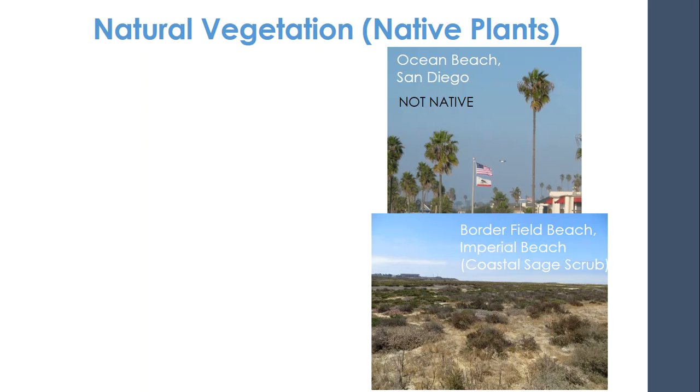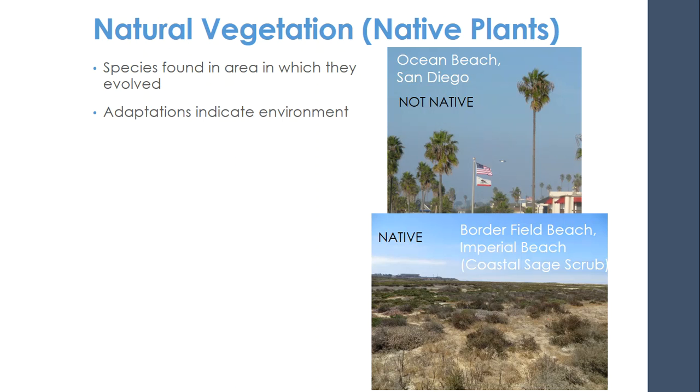What we do have are native vegetation. So this is a picture from Borderfield Beach down by Imperial Beach. It's coastal sage scrub. This is a very important native vegetation. So this was here before Europeans arrived. Native plants are species found in the area in which they evolved, and they have specific adaptations to that environment.